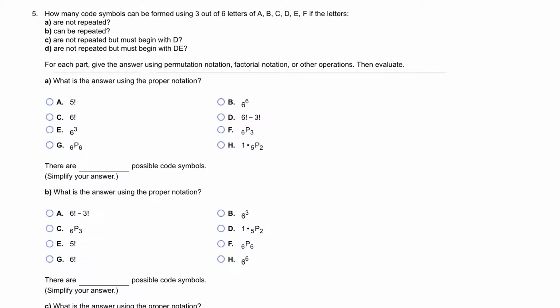Okay, next question. How many code symbols can be formed using 3 out of the 6 letters? Oh, so codes. So the first one is different than the second one.